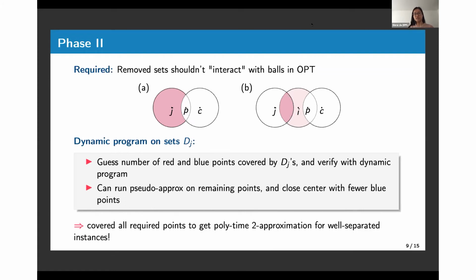So we've guaranteed that no fractional center will have too many red points, so we can just close the one with fewer blue points. And we've only used at most balls of radius 2. So we have a true approximation for these well-separated instances.